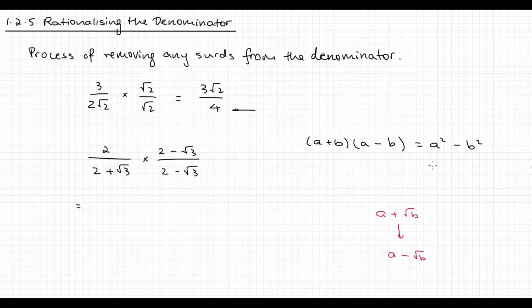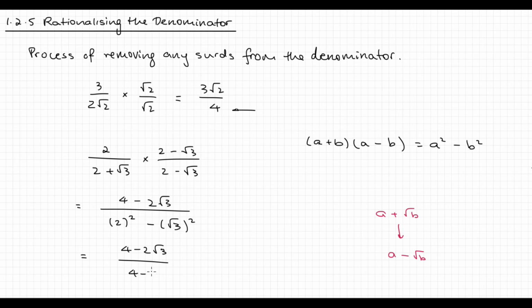Okay, but utilizing this identity first, in the bottom, I've got a plus b times a minus b, which means that by difference of two squares, we get a squared minus b squared. The top, 2 times 2 minus root 3, gives us 4 minus 2 root 3. And the idea here is that in the bottom, if I take the square root of 3 and square it, that just becomes 3 and the square root disappears. So what we have in this case is 4 minus 2 root 3 over 4 minus 3. 4 minus 3 is 1. So this just leaves us with 4 minus 2 root 3.